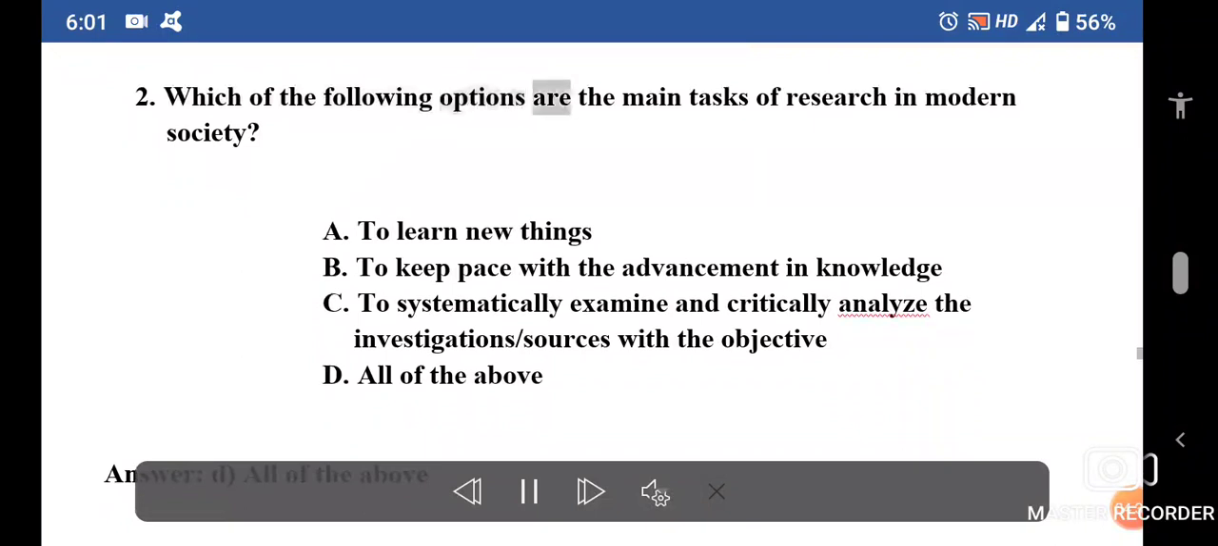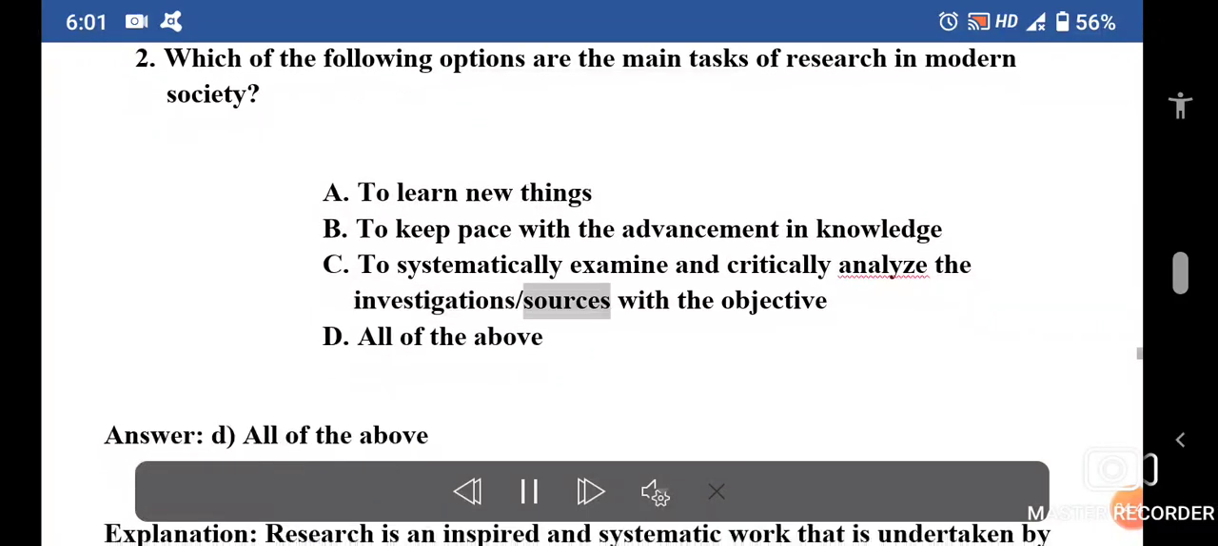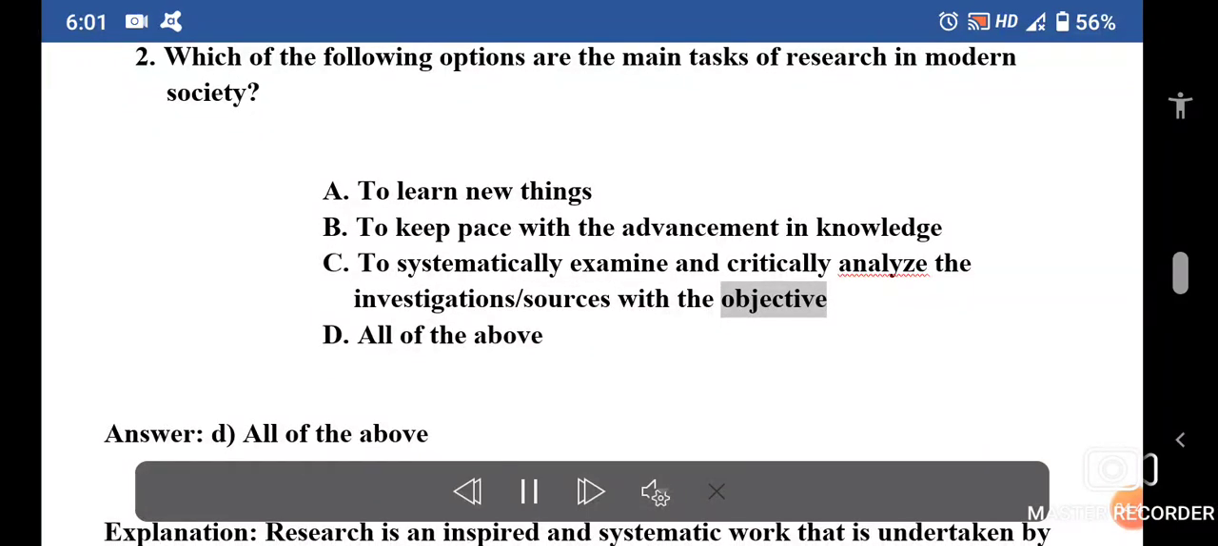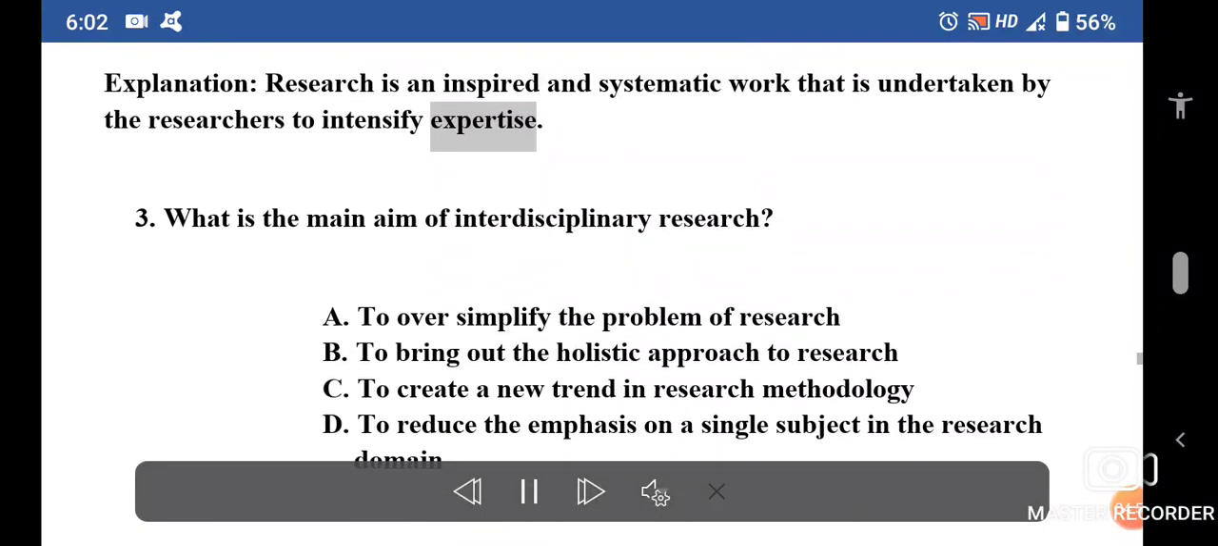Which of the following options are the main tasks of research in modern society? To learn new things. To keep pace with the advancement in knowledge. To systematically examine and critically analyze the investigations, sources with the objective. All of the above. Answer D. All of the above. Explanation: Research is an inspired and systematic work that is undertaken by the researchers to intensify expertise.